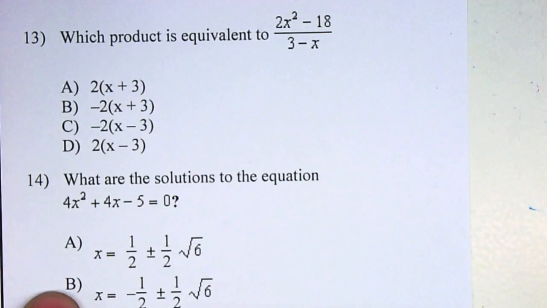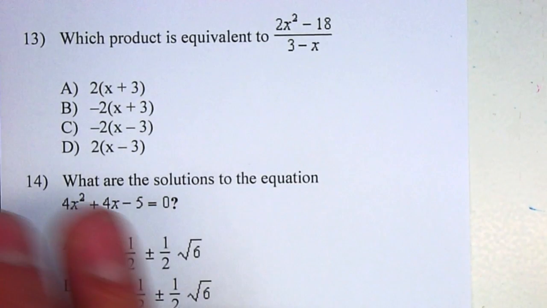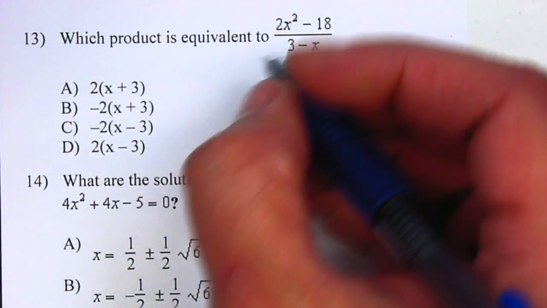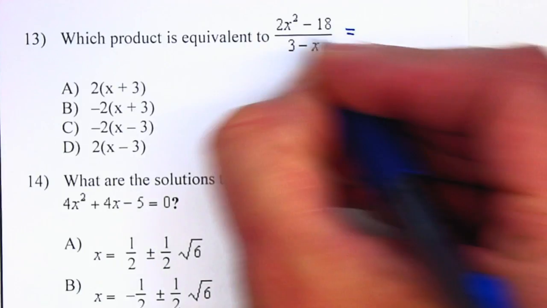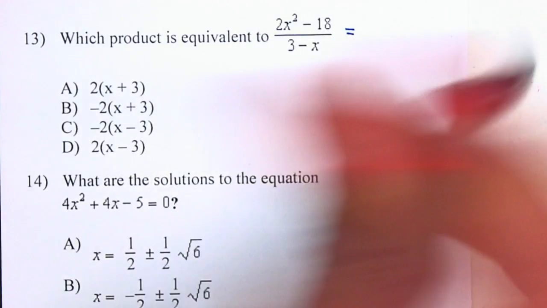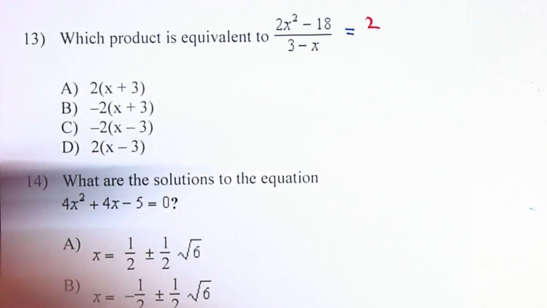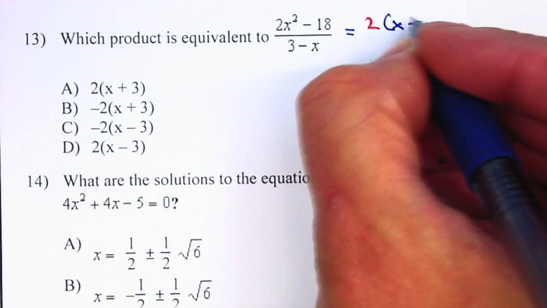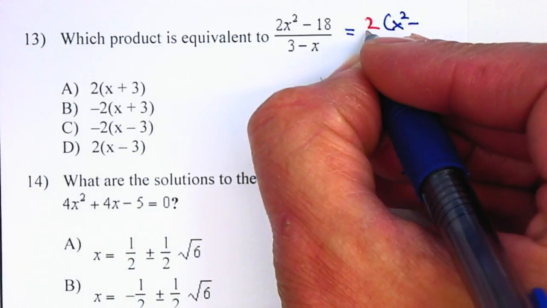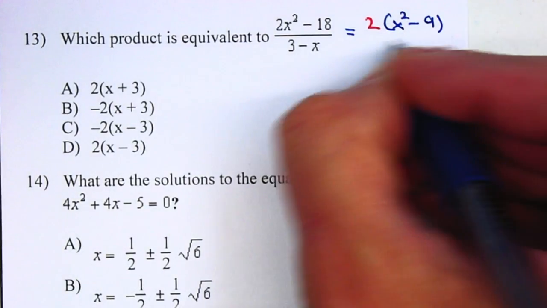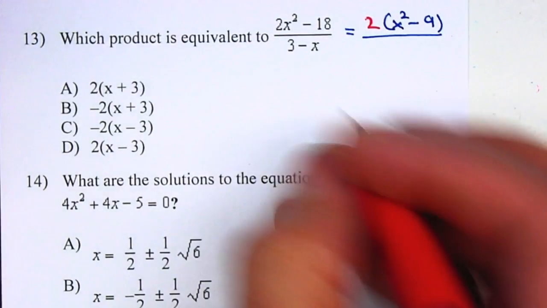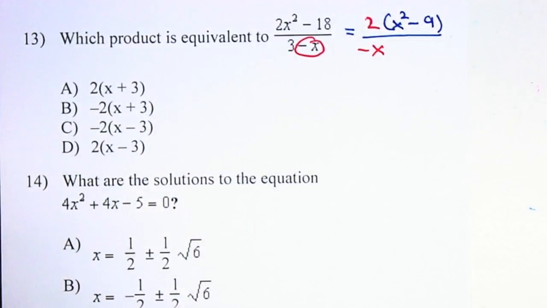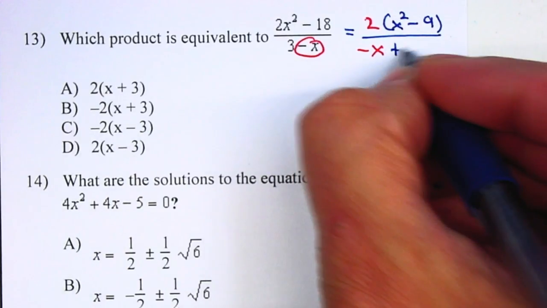Number 13. Which product is equivalent? We need to be able to simplify it. I'm not going to factor a common term here, so I'm not going to factor out 2. What's left? x minus, what do I need to multiply 2 to get x squared? What do I need to multiply 2 to get negative 18? 9. On the denominator, I recognize that this one should have been written first. That should be a negative x and then a positive 3.